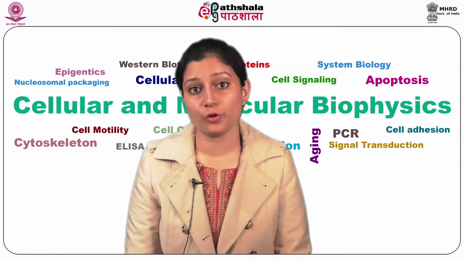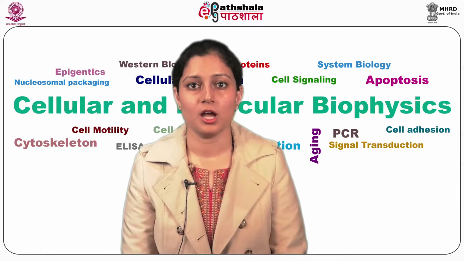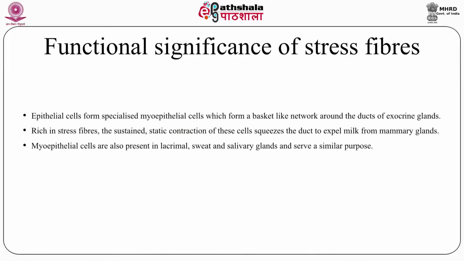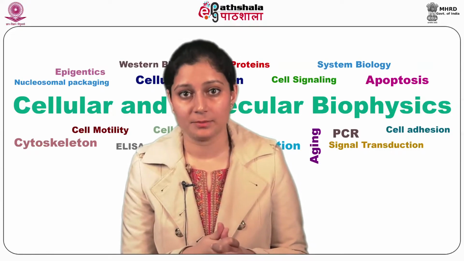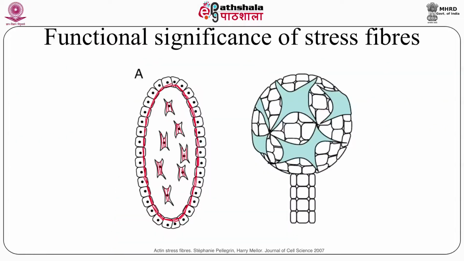Epithelial cells can also form specialized myoepithelial cells, which form a basket-like network around the ducts of exocrine glands. Rich in stress fibers, the sustained static contraction of these cells squeezes the duct to expel milk from mammary glands. Myoepithelial cells are also present in lacrimal, sweat, and salivary glands and serve a similar purpose. The myoepithelial cells, which are marked in blue, cover the external face of the mammary ducts and contract in response to oxytocin to aid the expulsion of milk.